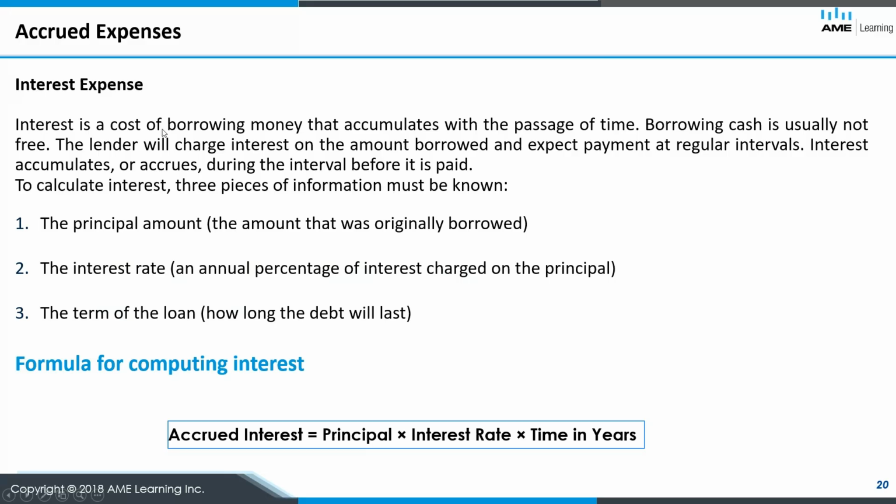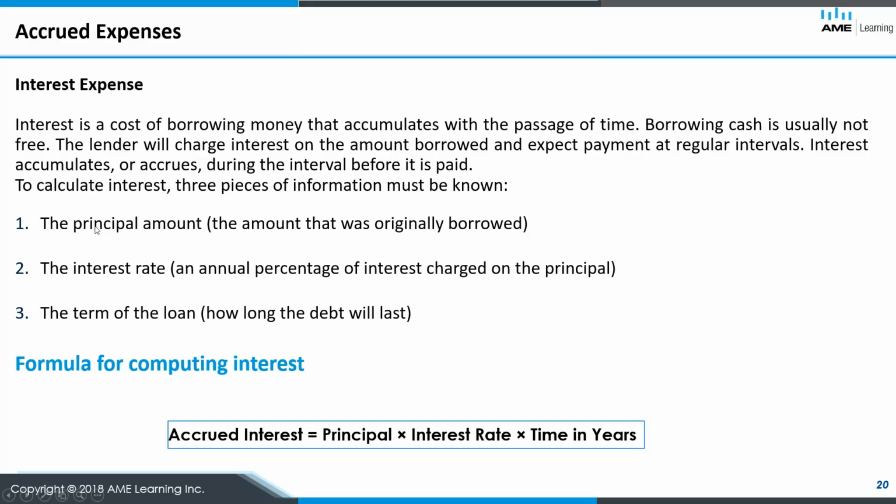Okay, interest expense is another common accrued expense category. And with interest expense, we need to keep in mind a few key terms on how interest is calculated. And so we need to know what the principal amount means. We've talked about this in class previously, but just to remind us all, when we say principal, that is the amount that was originally borrowed.